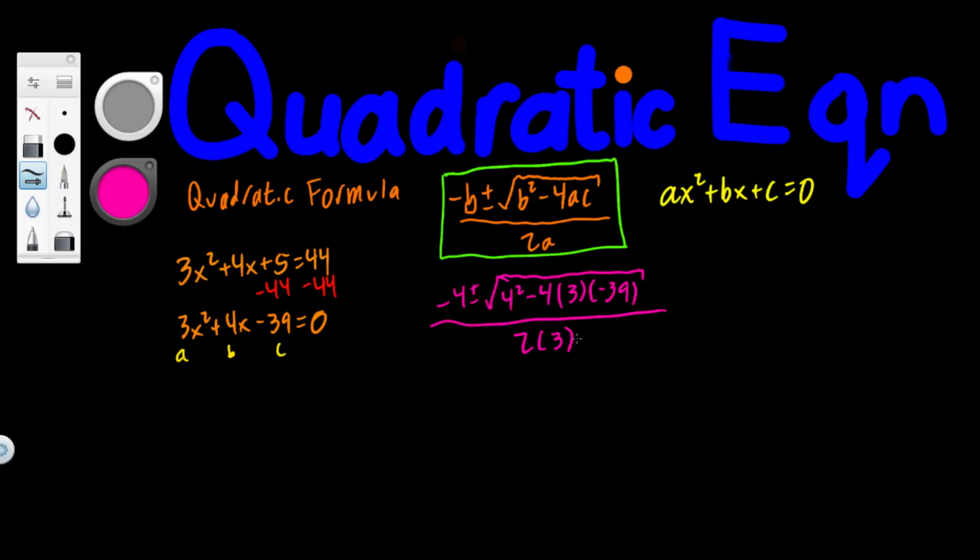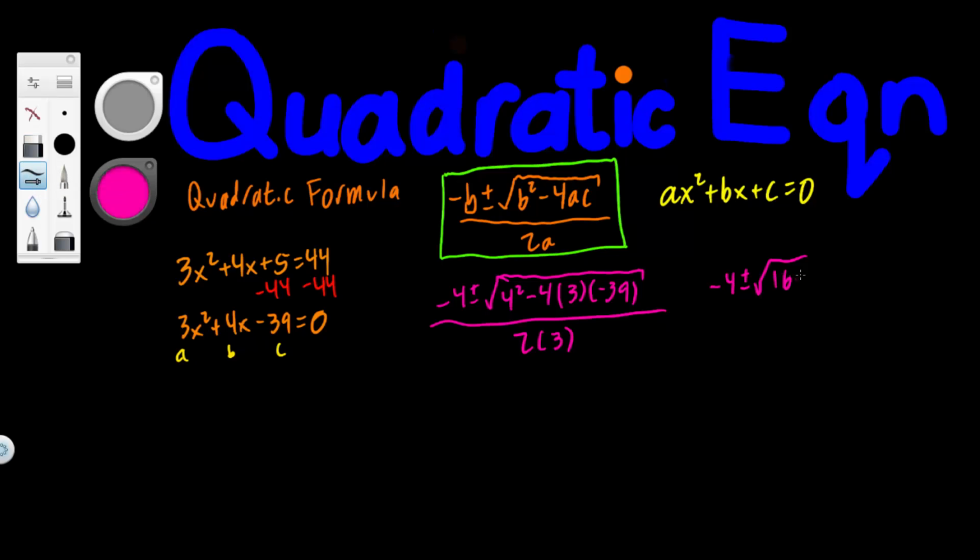This is our equation. Let's start getting this cleaned up a bit. So first, 4 squared, I know that's 16, so we've got negative 4 plus or minus the square root of 16 minus, actually, I'm just going to say plus negative 4 times 3 times negative 39. We end up with 468. And actually, I shouldn't do this as a plus. All right. Get back to here.